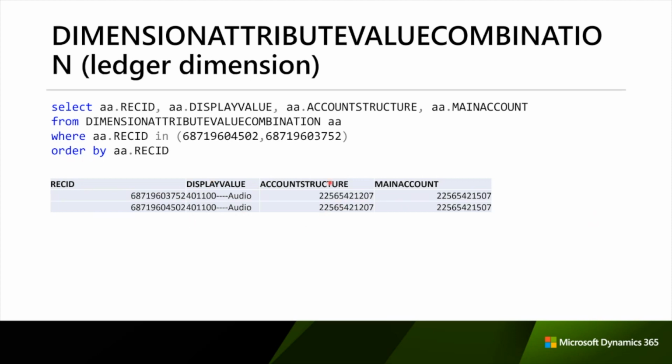We also, in this table, know what account structure they're associated with, and we know what main account they're associated with. And it's the same main account because those two companies both use the same chart of accounts. So the main account is literally the same account.